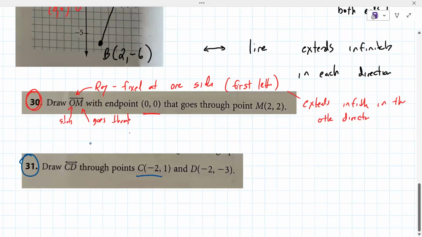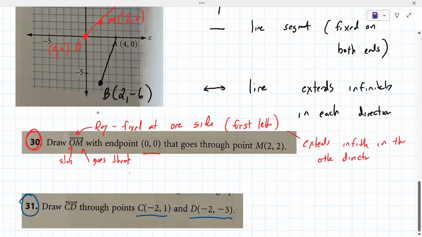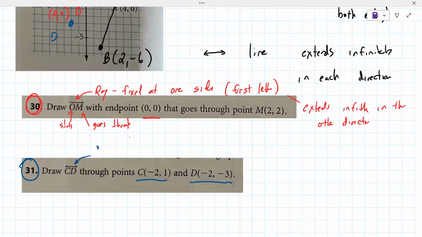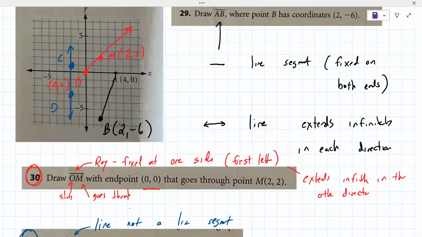I'll do this one in blue. Draw CD through points C and D. So C is -2, 1. Oops, not there. -2, 1. And D is -2, -3. Okay, so that's C and that's D. And this time, because it's got the arrows on both ends, this is a line, not a line segment. It does extend infinitely in each direction. So it goes up, it goes down. Make sure you show the arrows on the end.